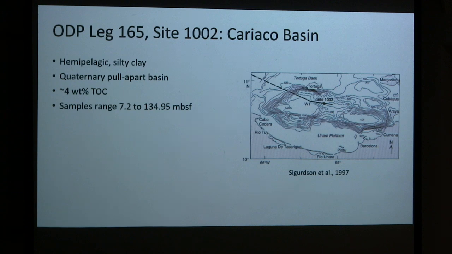Third site, Cariaco Basin. It's in between Venezuela and the island of Tortuga. So here we have the site right there. It's hemipelagic, it contains silty clays, it's a Quaternary pull-apart basin, it's about 4% by weight total organic carbon. Samples range from about 7 to 135 meters below seafloor.